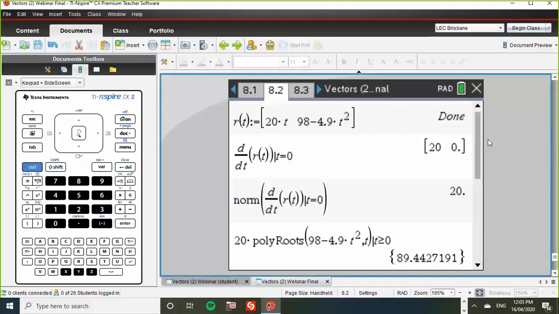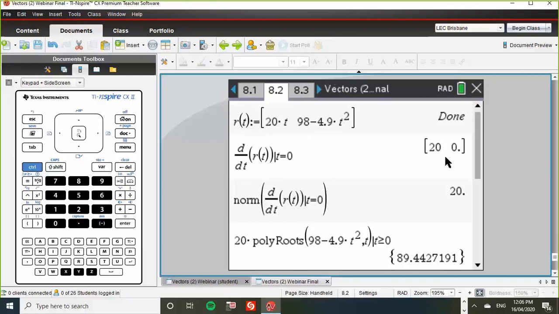So what I've got here is the position vector as a function of time. I've assigned it to be 20t i, it's nice to have TI mentioned quite a few times, isn't it, plus 98 minus 4.9 t squared j. And so for the initial velocity, we differentiate and substitute t equals 0 in there, which you can do quite readily by hand, no problem.